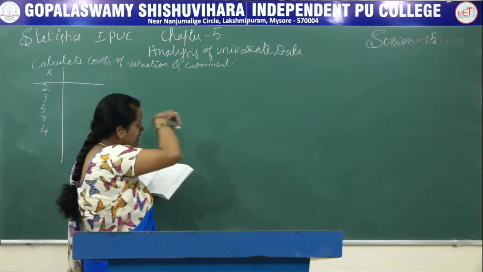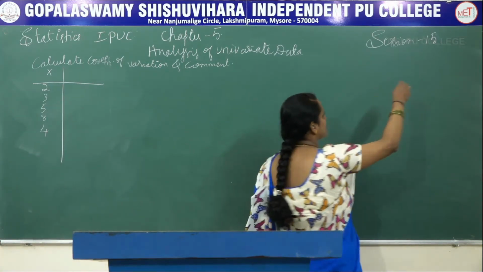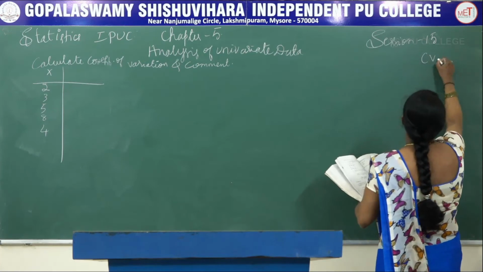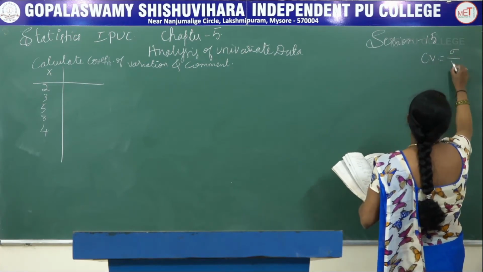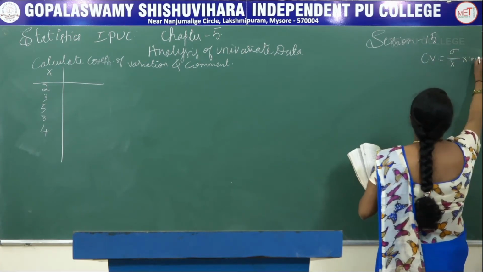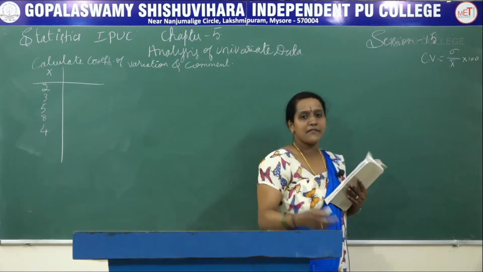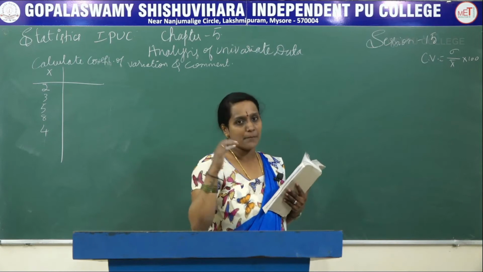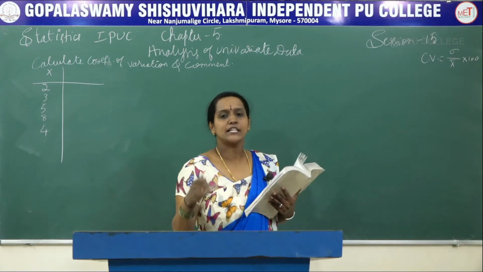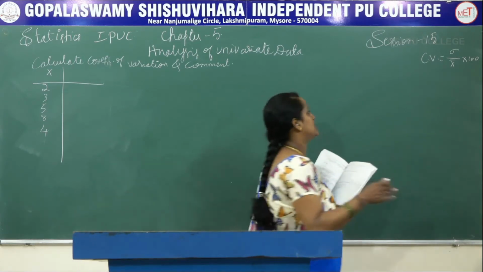So to calculate CV, sigma by X bar into 100. This is the formula to calculate CV. Here we are having two companies, company A and company B, so we have to calculate two coefficients of variation, that is CV.